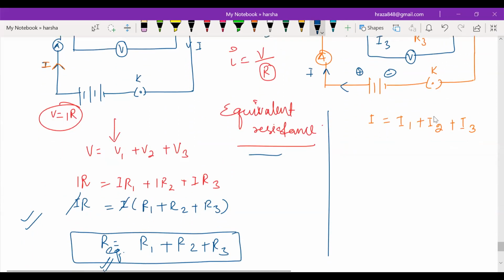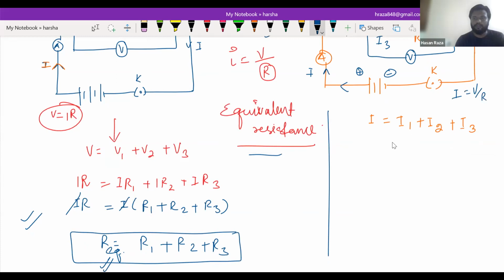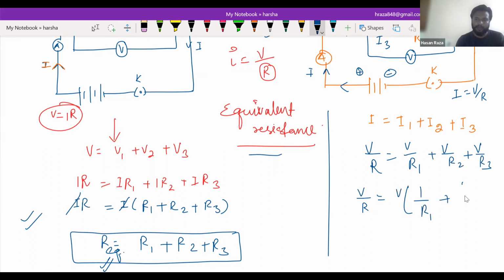Since I is divided into three parts, and we know that I is equal to V upon R, so it will be V upon R. And since we are talking about I1, it will be V upon R1. See the difference: V is potential difference, and potential difference in a parallel combination is equal. And here it will be V upon R2, again V upon R3. Now V upon R will be equal to, taking V as common, 1 upon R1 plus 1 upon R2 plus 1 upon R3. And we cancel V, and it will be 1 upon R equal to 1 upon R1 plus 1 upon R2 plus 1 upon R3.